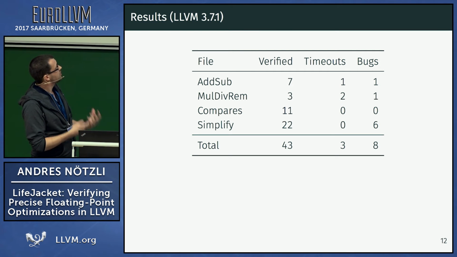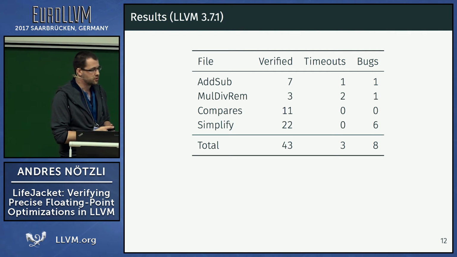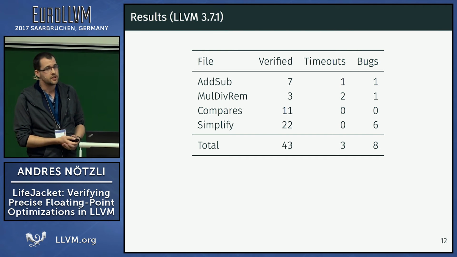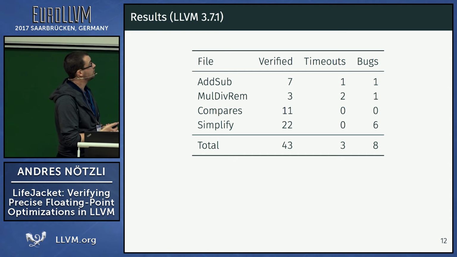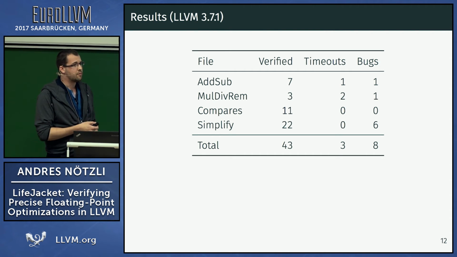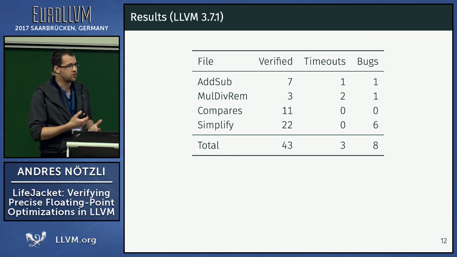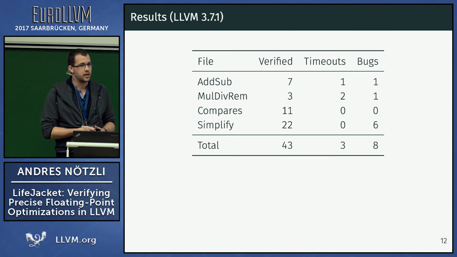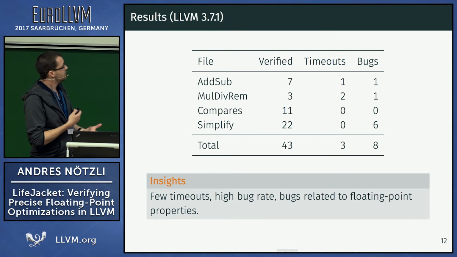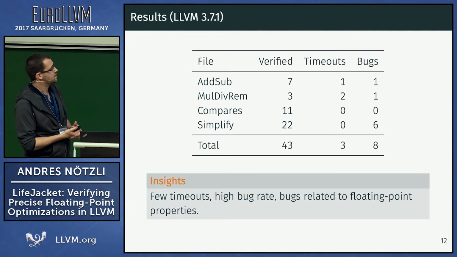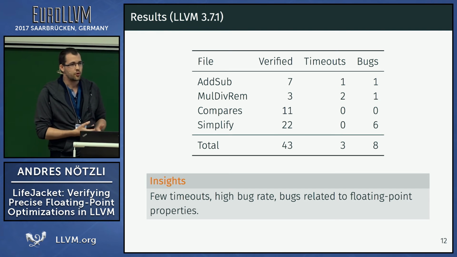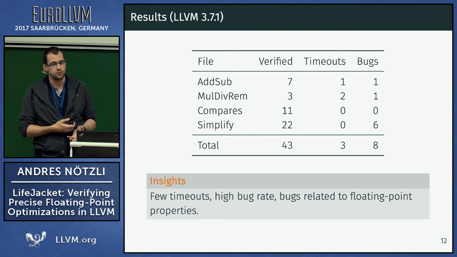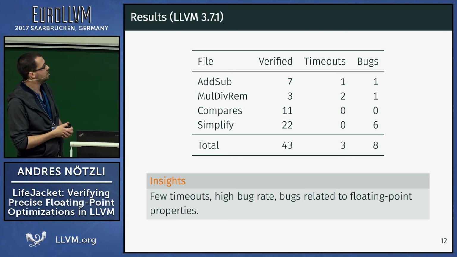Now, I would like to give you an overview of the results that we found. So we were able to verify 43 optimizations in LLVM 3.7.1. We got 3 timeouts on the optimizations that we tried to verify, and we found 8 optimizations that were incorrect. Our insight from this experiment was that we got surprisingly few timeouts, considering that floating point arithmetic is very difficult to deal with for an SMT solver.